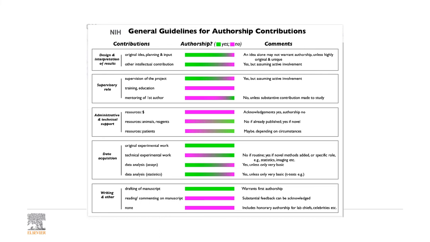And for example, reading and commenting on a manuscript, and making no contribution, there you're completely barred from authorship under these criteria. So it's a good aide-mémoire to have handy for research teams when they are considering who should be authors on their papers.